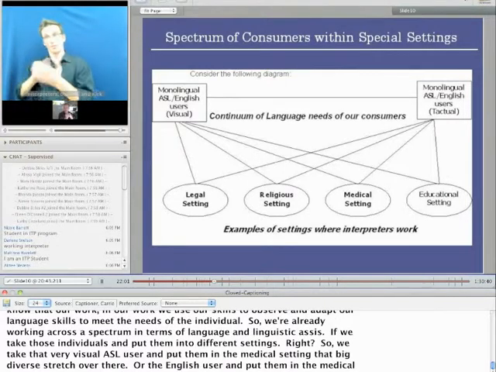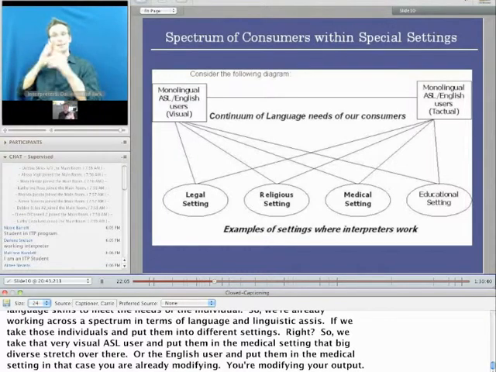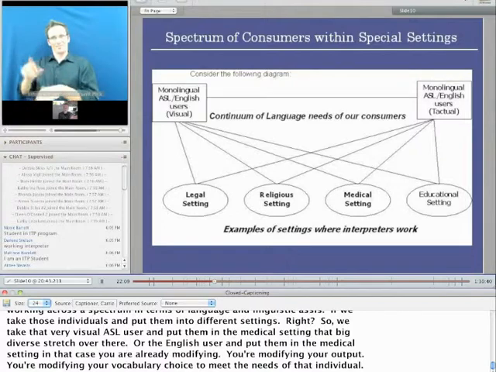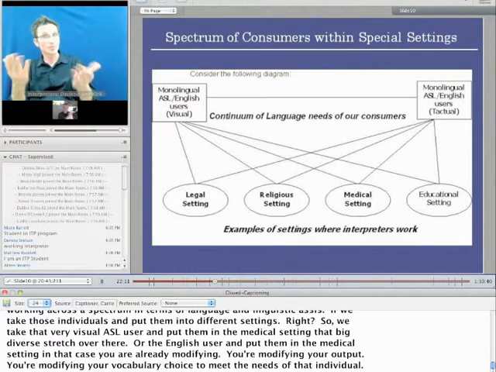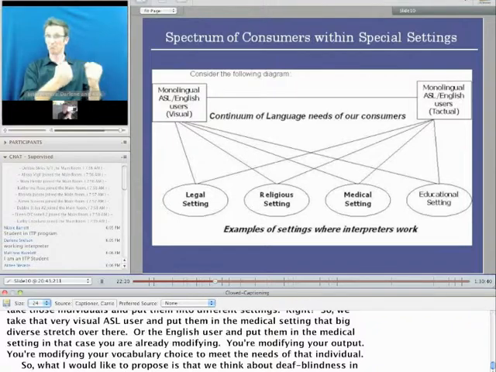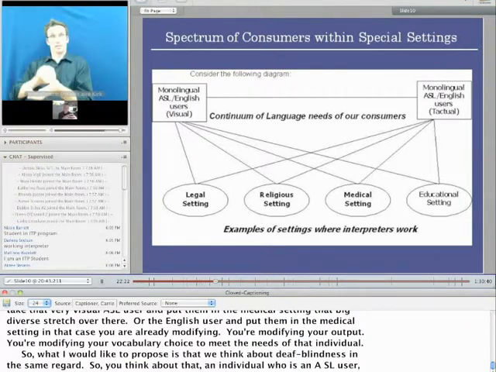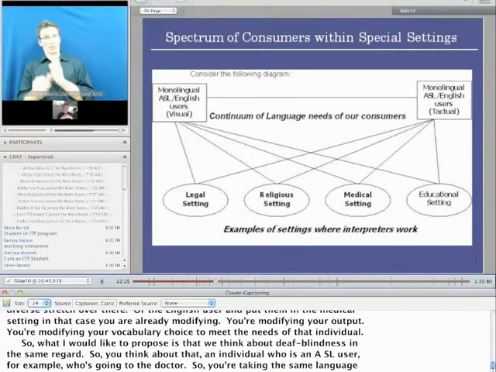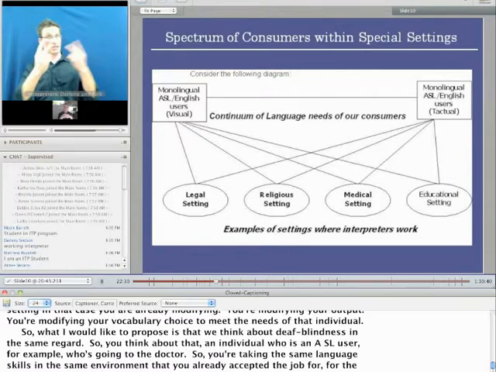You're modifying your vocabulary choice to meet the needs of that individual. So what I would like to propose is that we think about deafblindness in the same regard. So you think about an individual who is an ASL user, for example, who's going to the doctor. You're taking those same language skills in that same environment that you already accepted the job for the deaf-sighted person, and now we just have to think about the issue of access.